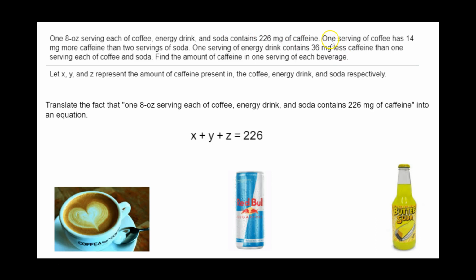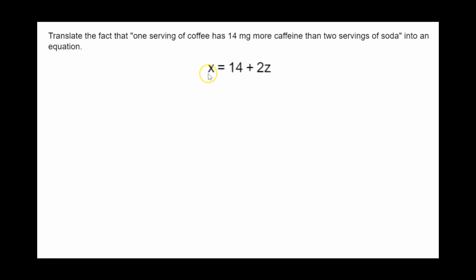Second sentence, let's create equation 2. 1 serving of coffee. So coffee we designated to be X. That's probably one of the best things you want to do off to the side: write down coffee is X, energy drink is Y, and Z should be soda, so you won't make a mistake when you're working of what letters go with what item you're talking about. So coffee has 14 more caffeine than 2 servings of soda. If I have 2 servings of soda, I'm thinking that's going to be double, right? So coffee contains 14 more than 2 of the sodas. This is my equation 2.